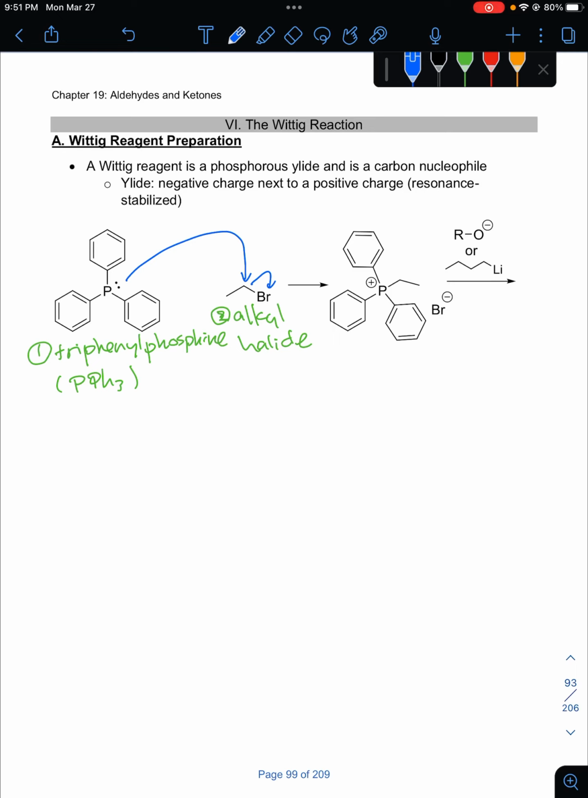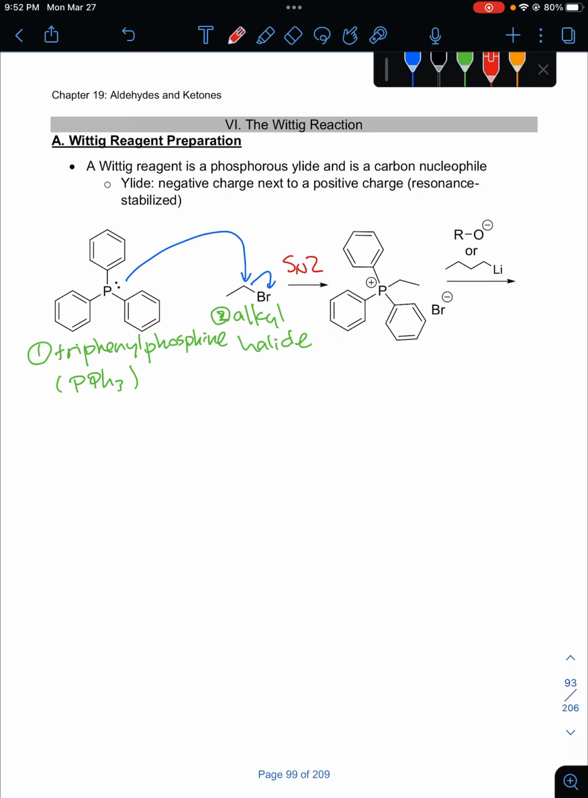And phosphorus, compared to nitrogen or oxygen, which are only second row elements, is a third row element. It's a really big and polarizable atom, so it's actually very nucleophilic, even when it has bulky phenyl groups. I also want to point out that these phosphorus-carbon bonds are pretty long, because phosphorus is a big atom. So these phenyl groups look bulky, but they really are kind of far away from phosphorus. So the SN2 reaction is very much possible.